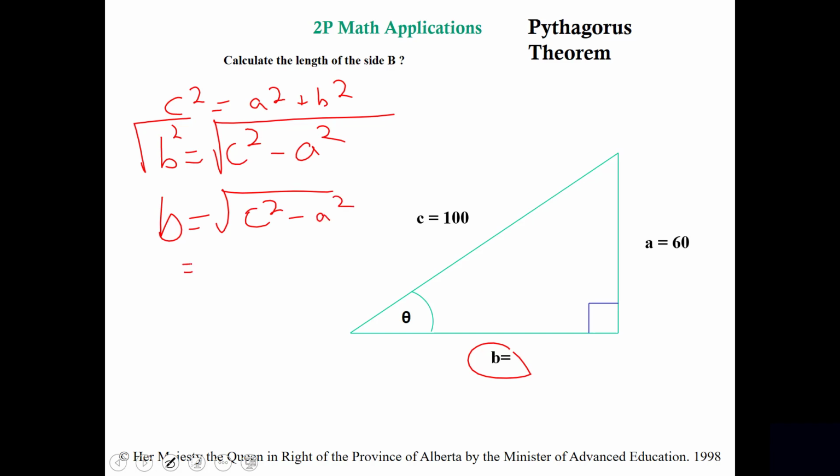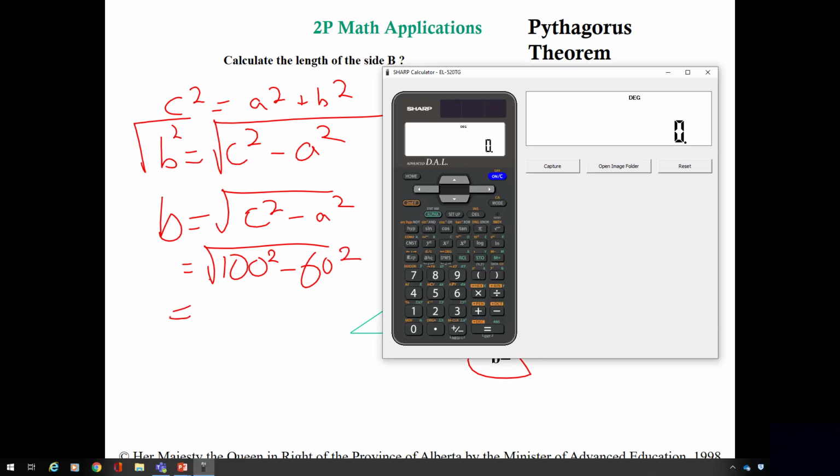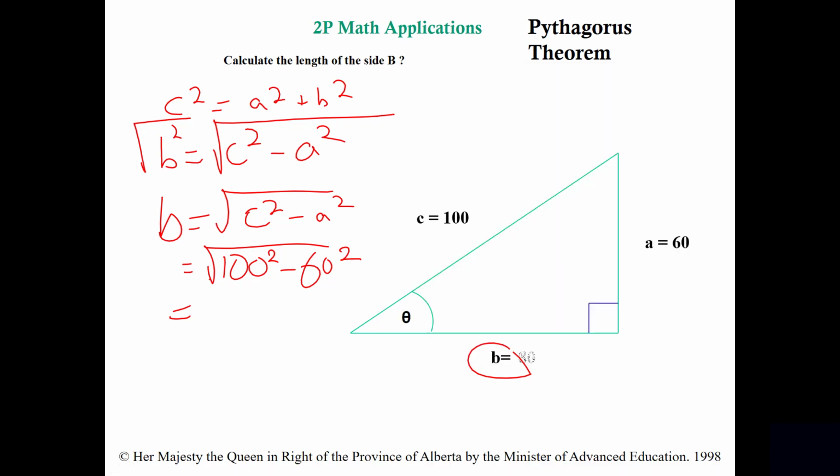Fill in some values: square root of 100 squared minus 60 squared. We'll just put that in the calculator. Square root, bracket, 100 squared, take away 60 squared, and bracket equals 80. And there we have it. Side B is 80.